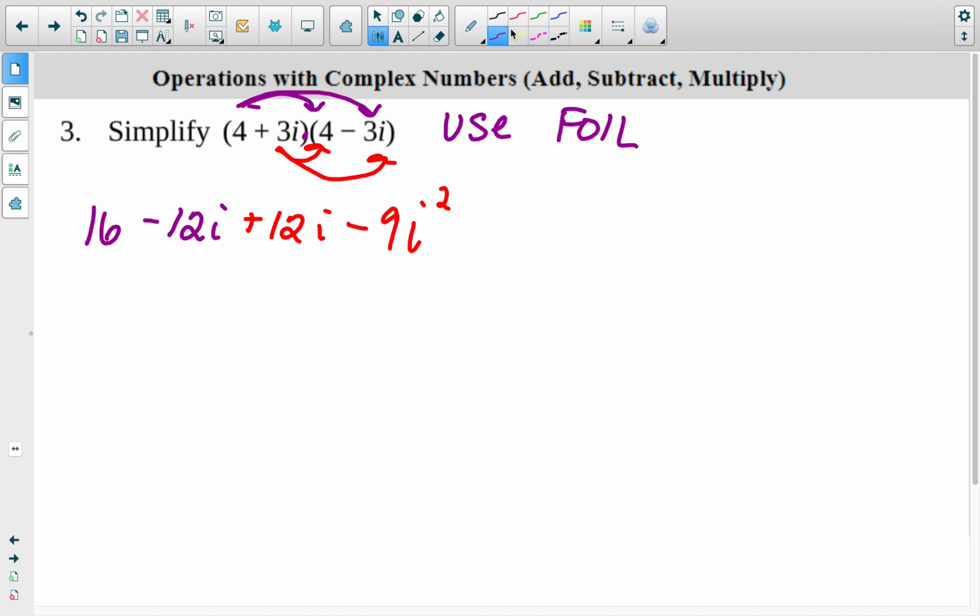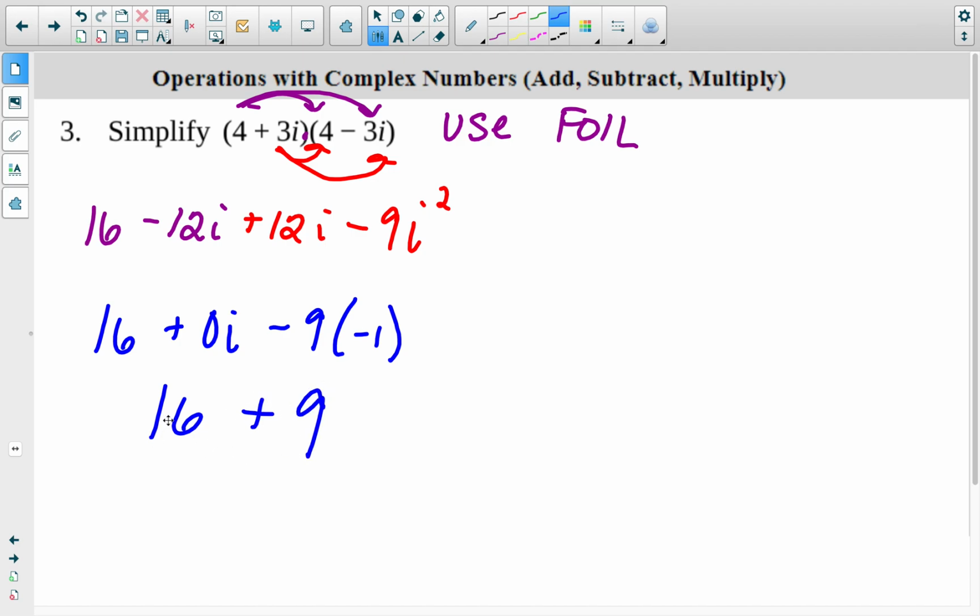Okay, and so we're not quite done yet. We can clean up and combine some like terms. So I have 16, negative 12i plus 12i is actually going to become 0i, so those are going to disappear. And then this negative 9i squared, remember that i squared is equal to negative 1, so we can rewrite this as negative 9 times negative 1, which will turn it into 16 plus 9, giving us 25.